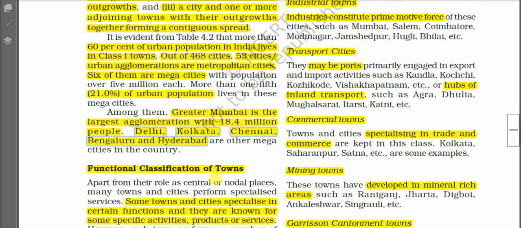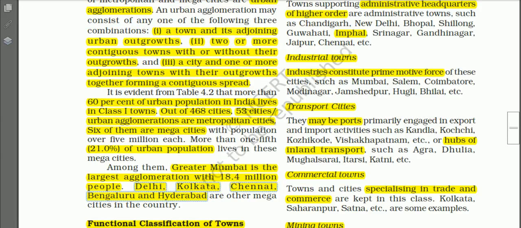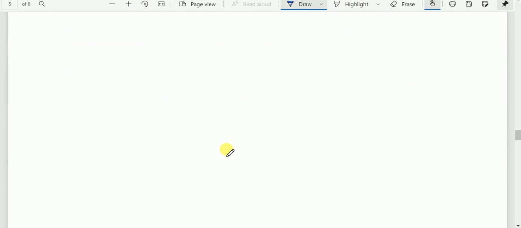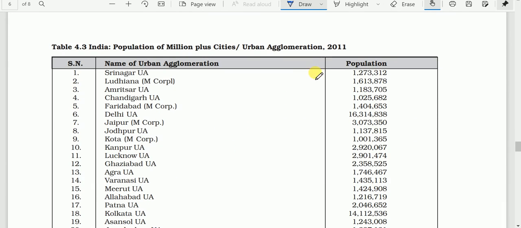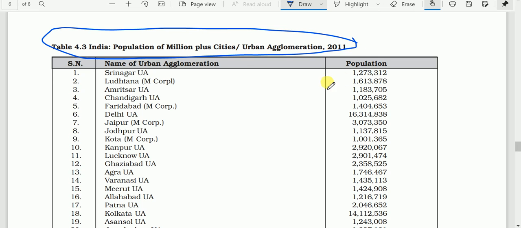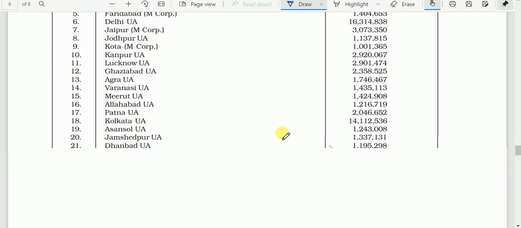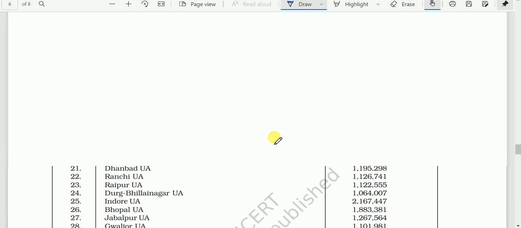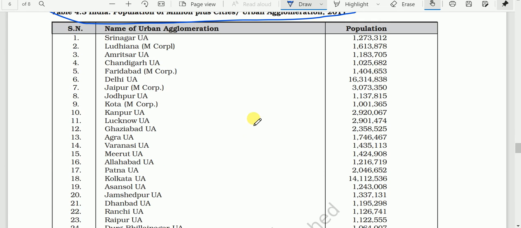Okay, so you will find a table also in your textbook. This table is very important for the map work. Table number 4.3 shows the population of million plus cities or urban agglomerations according to the 2011 census. So you have to read this table, and you have to note the important urban agglomerations.